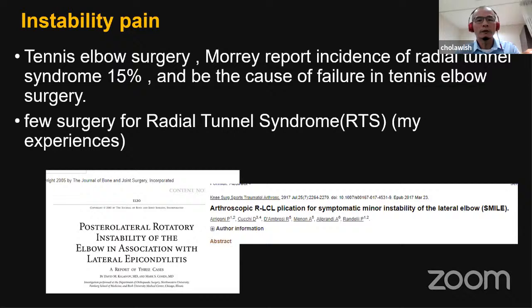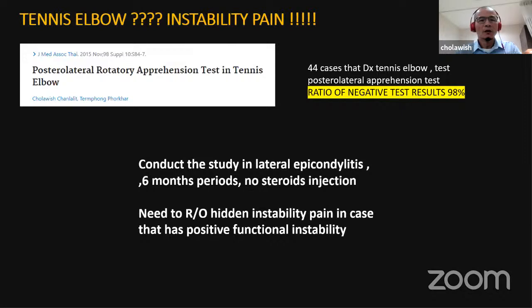When I reviewed tennis elbow surgery, reports gave an incidence of radial tunnel syndrome of about 15%. In my own experience, I can recall only one or two cases that I operated on for radial tunnel syndrome. So I think maybe it does not exist in this world. So I conducted a study. The question is tennis elbow and instability pain.